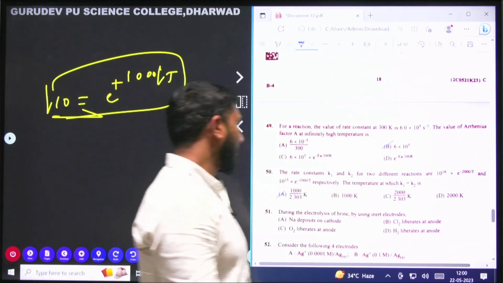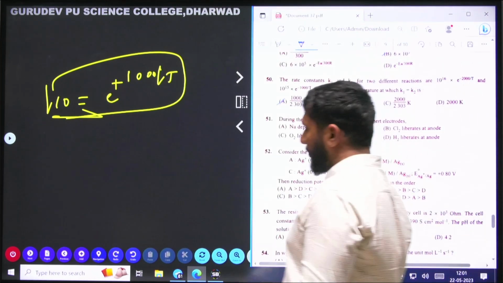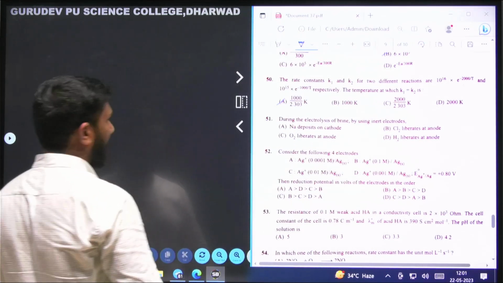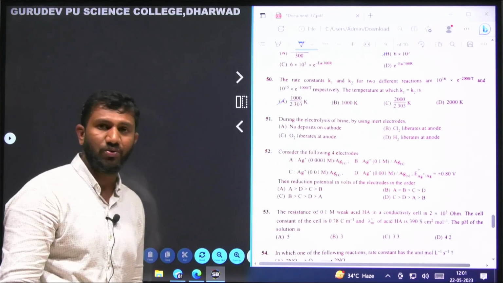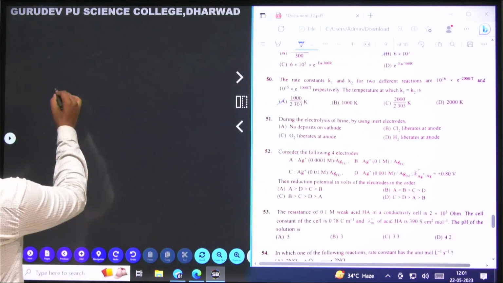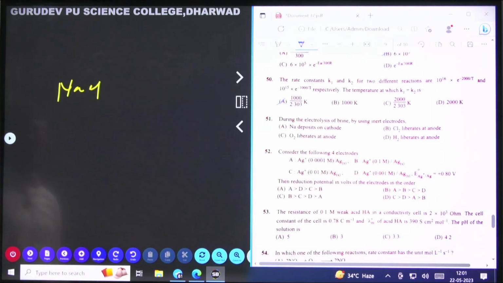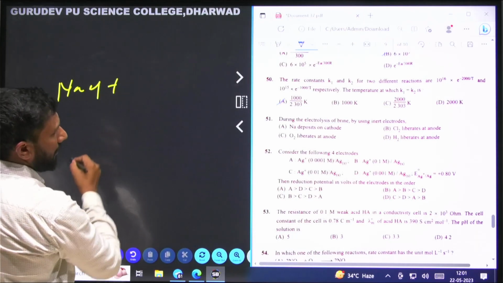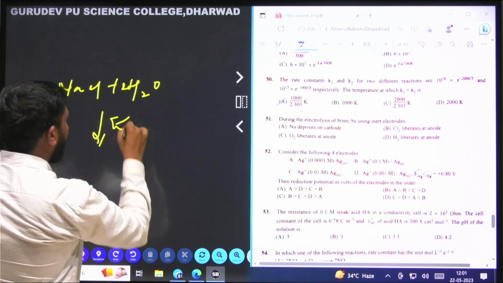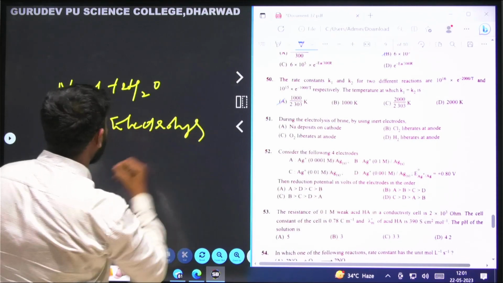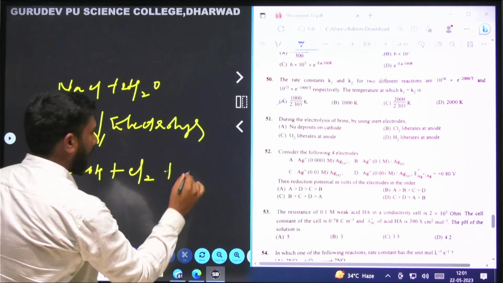Okay, next I will move on to question number 51. During electrolysis of brine solution by using inert electrode. This question belongs to electrochemistry. We know brine solution means concentrated NaCl solution. Concentrated NaCl solution we call brine solution, followed by hydrolysis, 2H2O. It will undergo electrolysis to give NaOH, chlorine and H2.